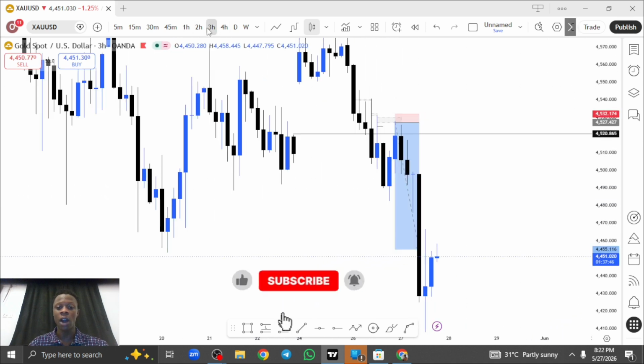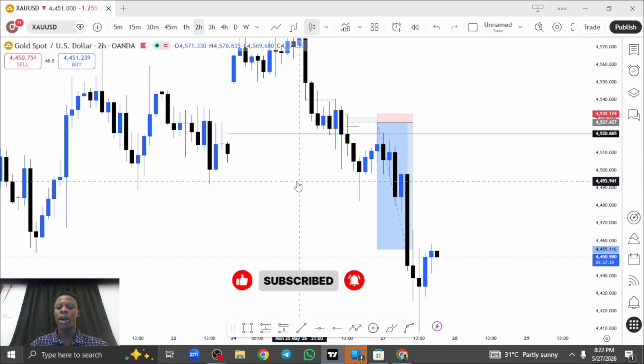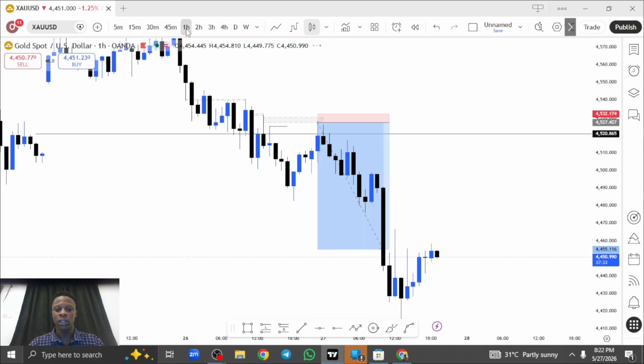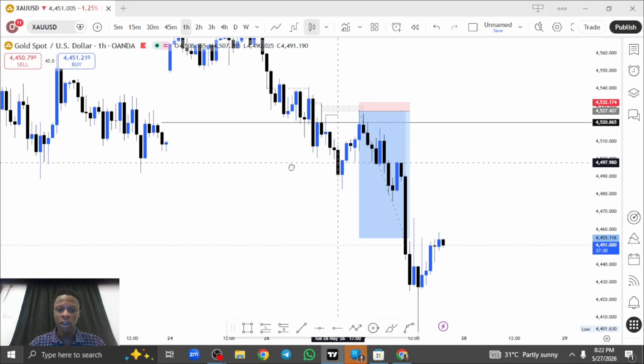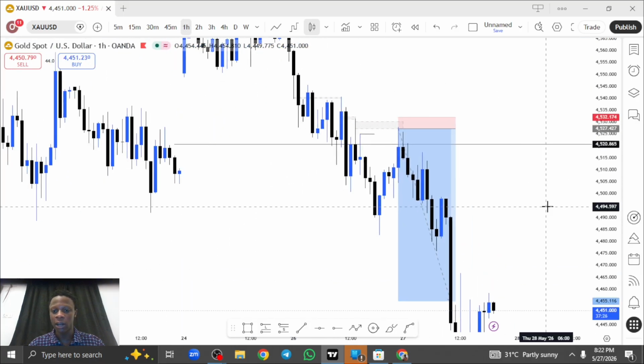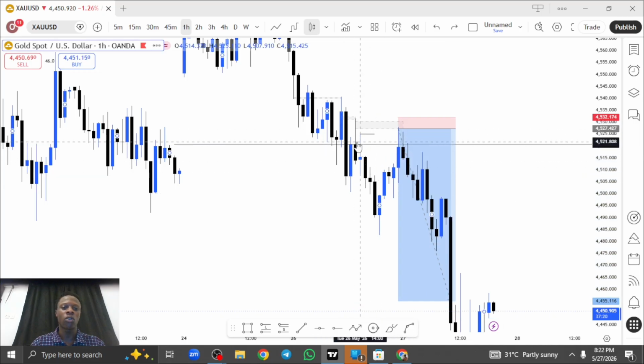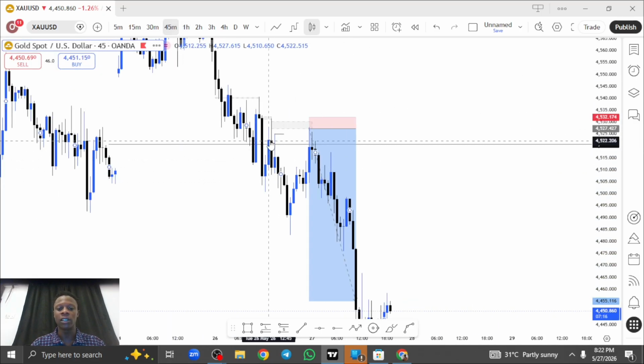I went to 3 hours and it's still pretty much another block. So I went to 2 hours, and 2 hours is giving me the exact other block. So I went to 1 hour, which is not aligning in 1 hour, but it's aligning with 2 hours. 1 hour now is not aligning. So you can see this I've already mitigated. So I went to 45 minutes and this I've already mitigated.